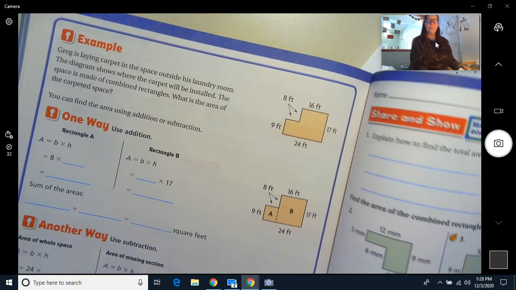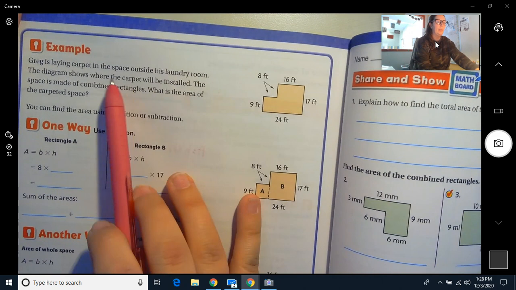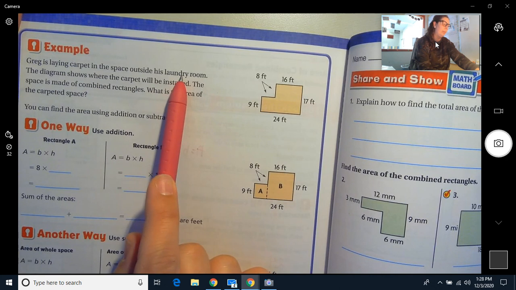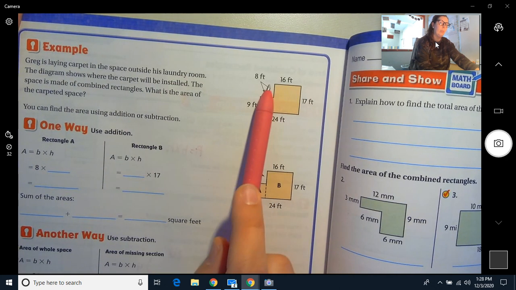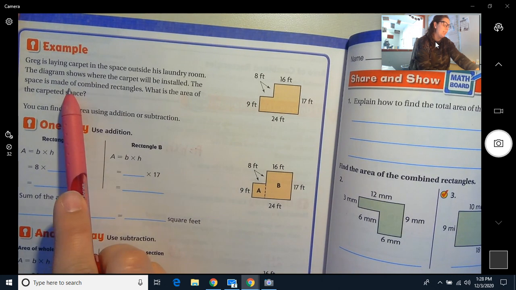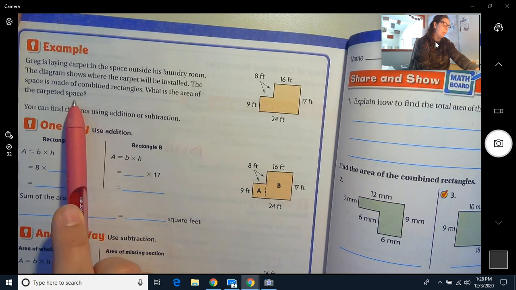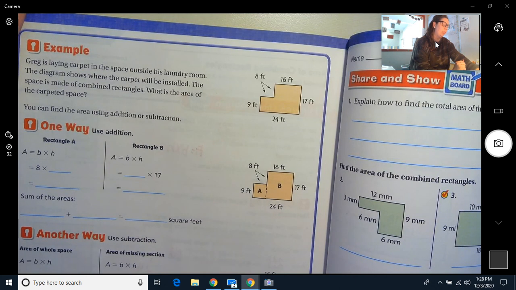Okay. So turn the page onto page 730. We're going to start with this example here. It says, Greg is laying carpet in the space outside his laundry room. The diagram shows where the carpet will be installed. So this is the area where carpet will be installed. The space is made of combined rectangles. What is the area of the carpeted space? You can find the area using addition or subtraction.